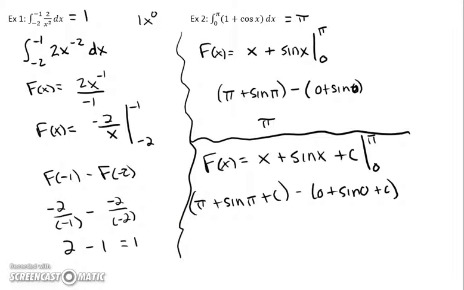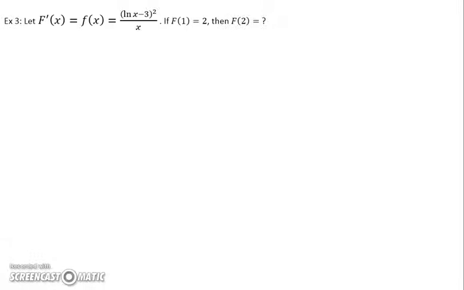All right, so we have one more question, and this is going to be one that we have to use a calculator on. So it says, let f of x be the natural log of x minus 3 to the second power over x. If capital F of 1 equals 2, then capital F of 2 equals what? So this is a type of question that AP likes to do. We got to remember, they're telling us here that F prime equals f. So they're telling us there that capital F of x is the antiderivative.